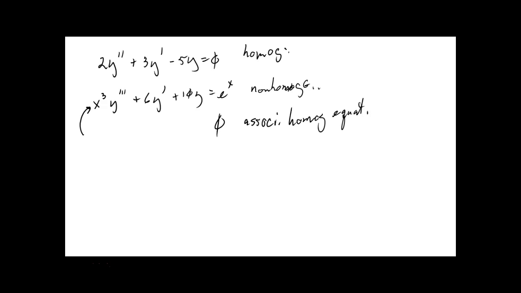Now, the second condition is that a sub n of x cannot equal 0 for any x in the interval. The top one, no problem. 2 is never equal to 0. In the second one, though, there are possible problems. You cannot have an interval on which this is 0. So that means the intervals that you deal with here would have to never contain the origin, x equals 0. Can't happen, okay?